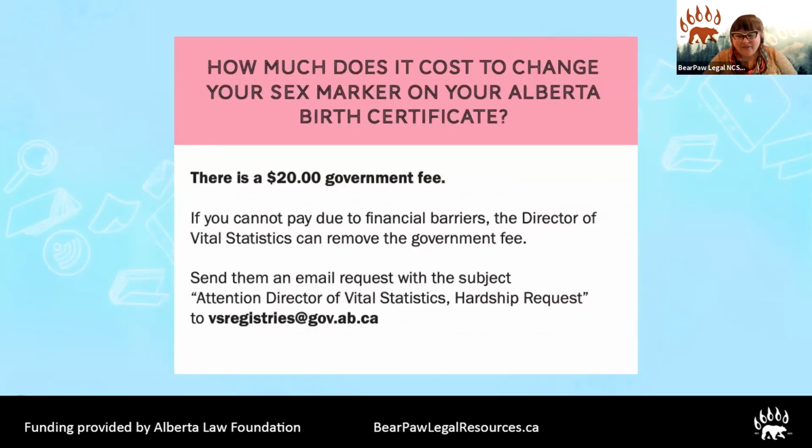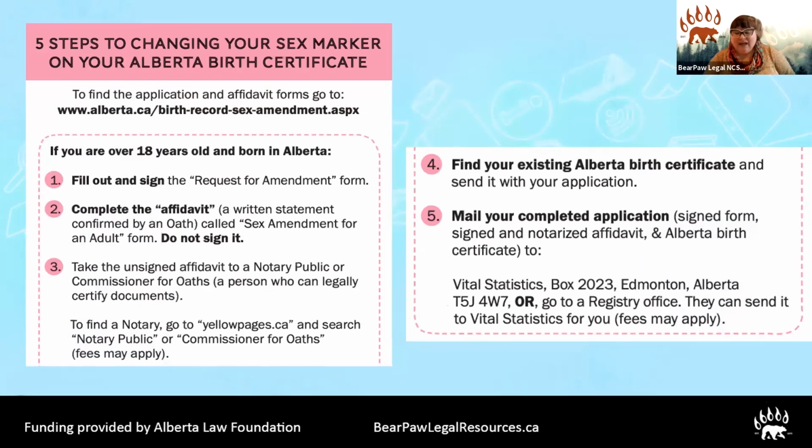There's a $20 government fee to change your sex marker. If you cannot pay due to financial barriers, the Director of Vital Statistics can remove the government fee. Just simply send them an email request with the subject, Attention Director of Vital Statistics, Hardship Request, to vsregistries@gov.ab.ca, and a decision will be made on a case-by-case basis. To find the application and affidavit forms, you can go to www.alberta.ca/birth-records-sex-amendment.aspx.